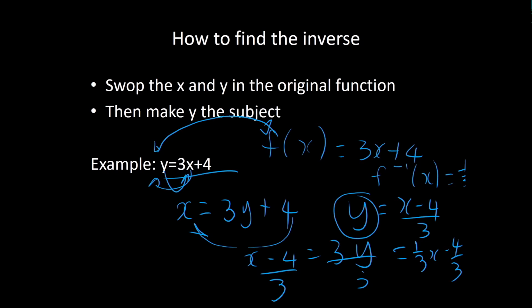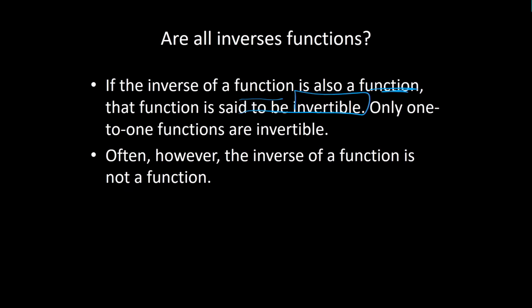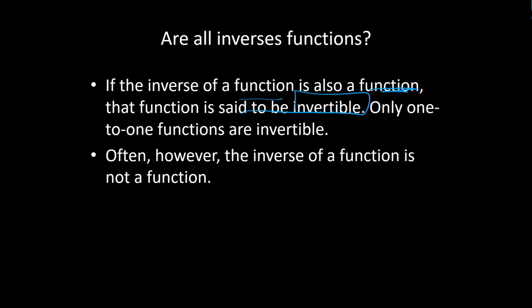So for example, when we looked at this one with the straight line, y is equal to 3x plus 4, that was a function, that's a straight line. Then its inverse, which was a third x minus 4 over 3, that was also a function. So therefore, that is said to be an invertible function. All right, it's just terminology. It's not a key thing for your exams, but it's nice to know when a function is invertible. Only one-to-one functions are invertible.